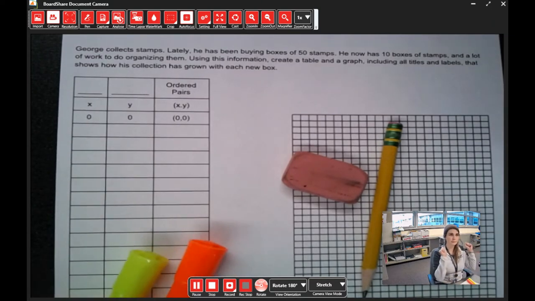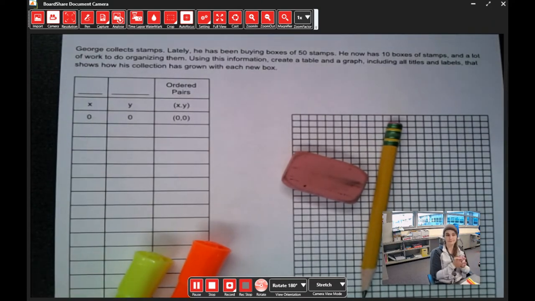George collects stamps. Lately, he has been buying boxes of 50 stamps at a time, and he now has 10 boxes of stamps and a lot of work to do organizing them. Using this information, create a table and a graph, including all titles and labels, that shows how his collection has grown with each new box.